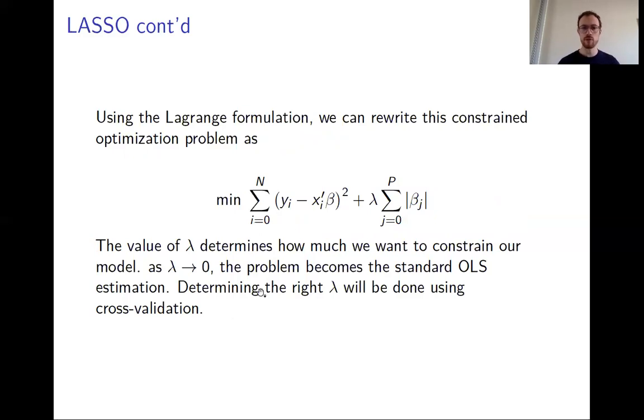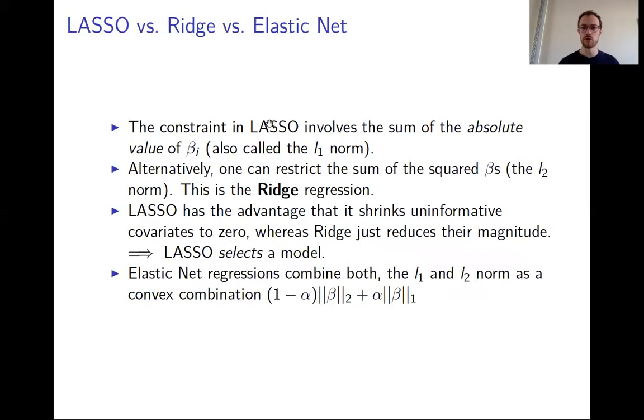And since LASSO uses the absolute value of the beta coefficients, it will reduce the coefficients that are thought to be uninformative to 0. This means that LASSO also serves as a selector. It's not just reducing the estimates, but rather everything that is uninformative will just be completely reduced to 0.